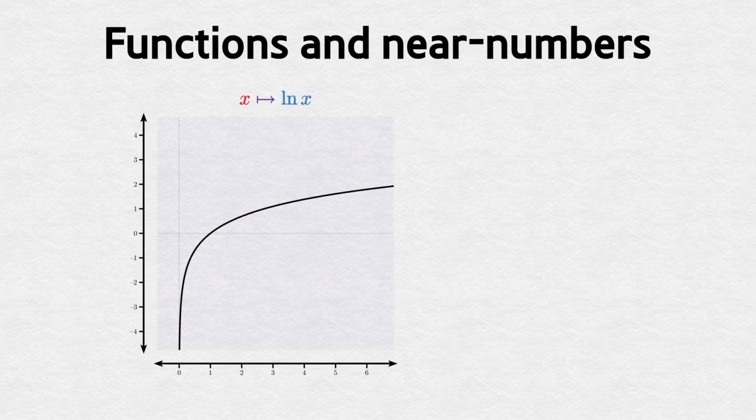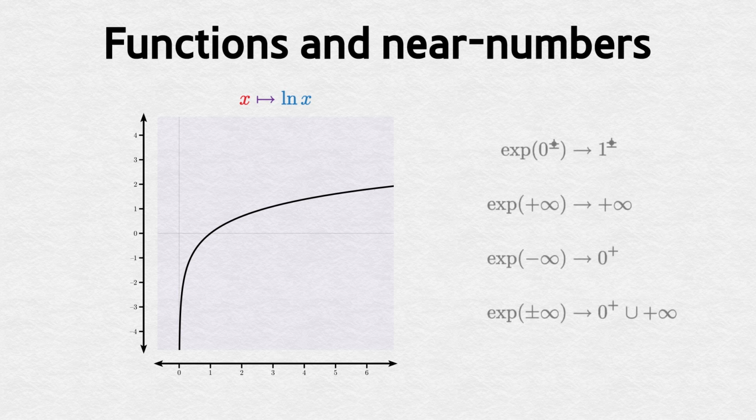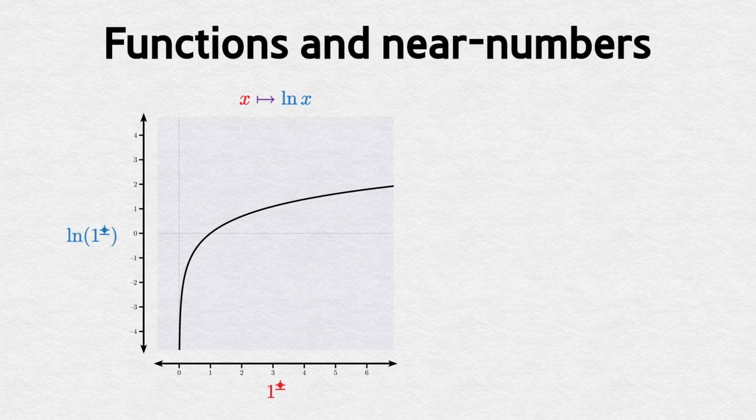Now let's look at the natural logarithm function mapping x to ln of x. Some of these results won't be surprising given what we just saw for the exponential function. We're just pushing things back where they came from via the inverse. The natural logarithm of 1 plus minus dot, in, up, over, and squeeze, we see 0 plus minus dot.